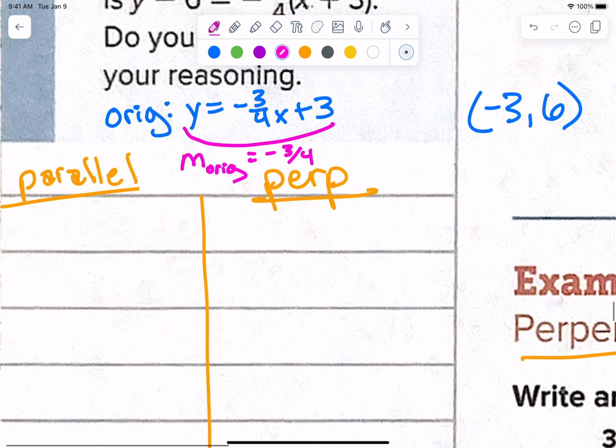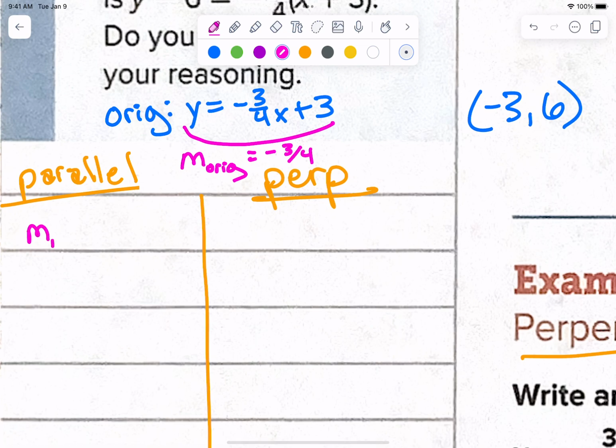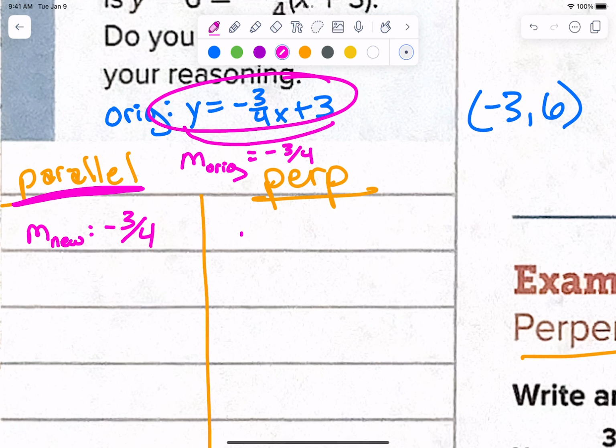If this guy is going to be parallel to this line, what's my new slope going to be? Also negative 3/4, right? If I'm going to do a new slope for perpendicular, what will my new slope for perpendicular be? Positive 4/3. You see how that works? So I'm just identifying my slope.